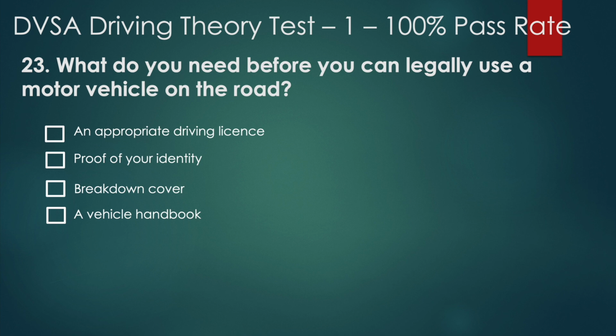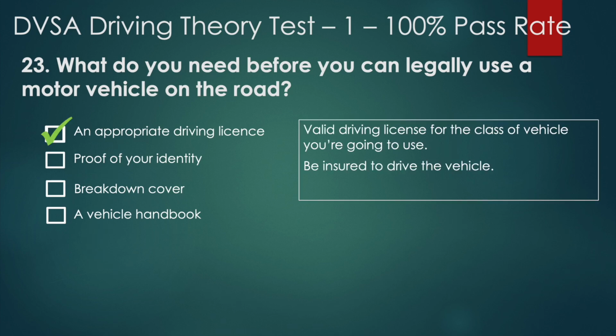23. What do you need before you can legally use a motor vehicle on the road? A. An appropriate driving license. B. Proof of your identity. C. Breakdown cover. D. A vehicle handbook. And the answer is A. An appropriate driving license. So there could be multiple answers for this. The possible answers are a valid driving license for the class of vehicle you are going to use, and being insured to drive the vehicle.